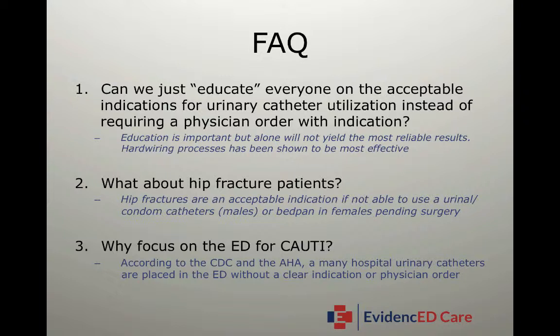We talked about hip fractures in patients. So yes, if a patient has a hip fracture and they can't use a bedpan and they can't use a urinal or a condom catheter, and they're having significant pain or instability of the fracture of the spine, pelvis, or hip, yes, they can use a Foley catheter. And then we talked about this as well. Why focus on the ED, and why does the AHA have a specific program for the ED? Is that so many catheters are actually placed in the emergency department, and retrospective reviews show that so many of them were done in the past without clear indication or physician orders.